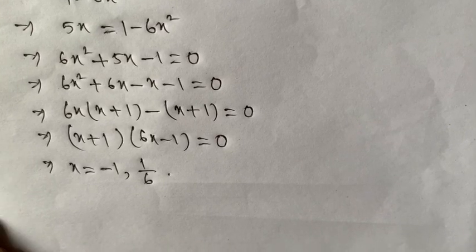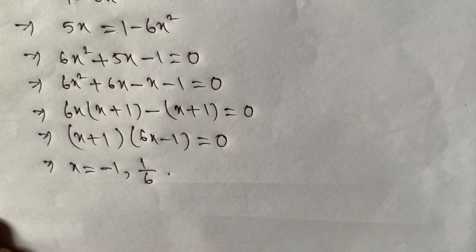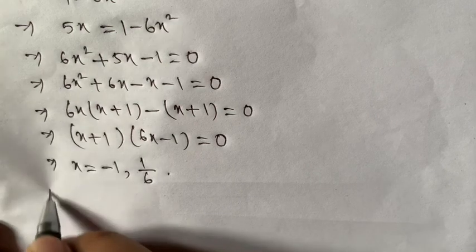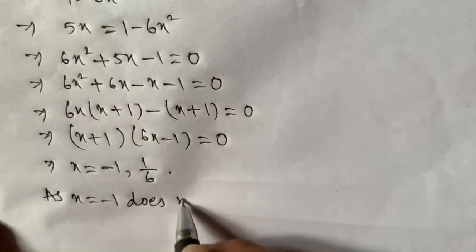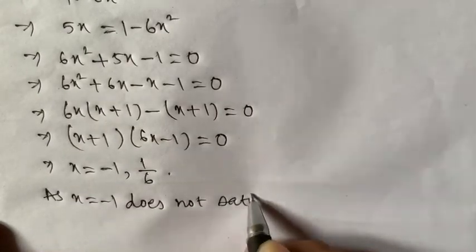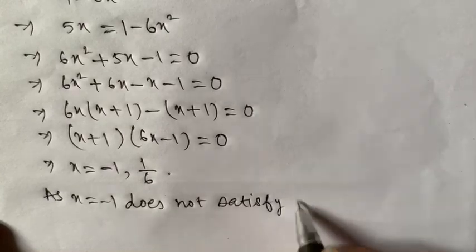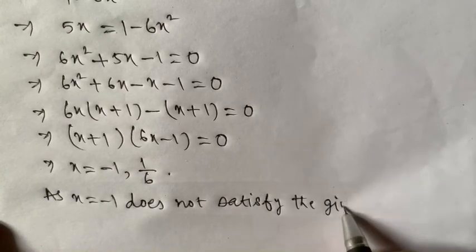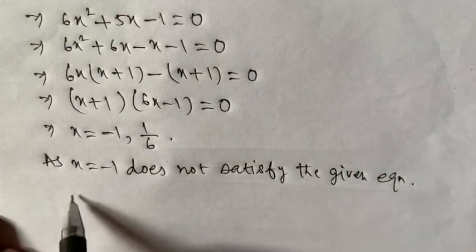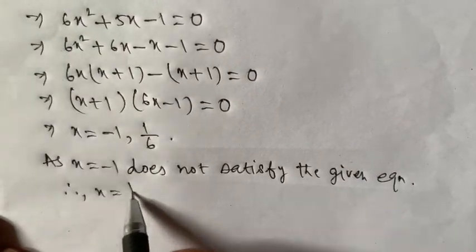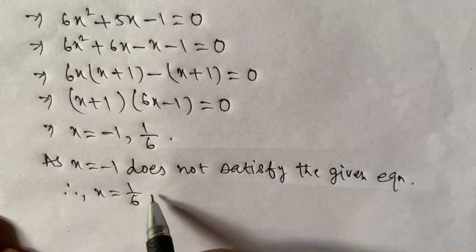We will again check whether both the values we have obtained are admissible. Here both the values are not admissible, as x is equal to minus 1 does not satisfy the given equation. Therefore x is equal to 1 by 6 is the required answer.